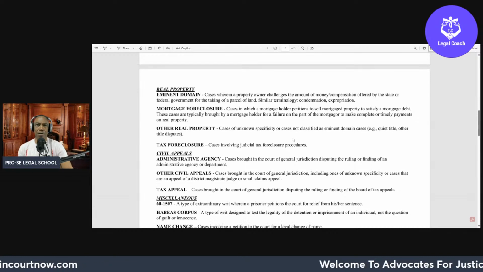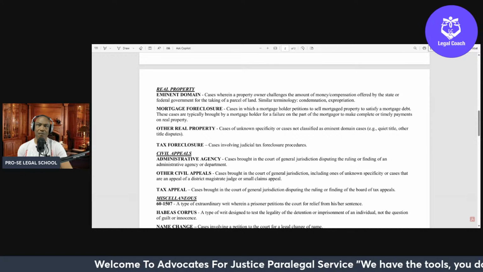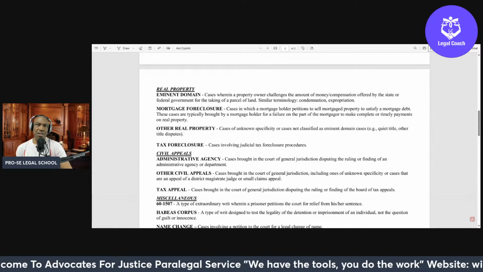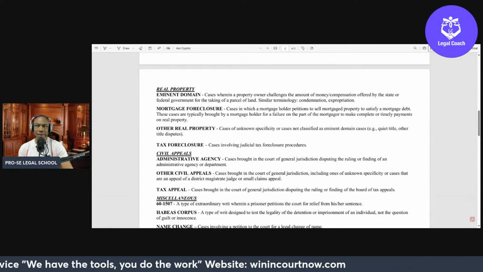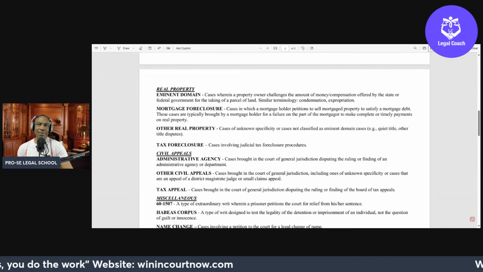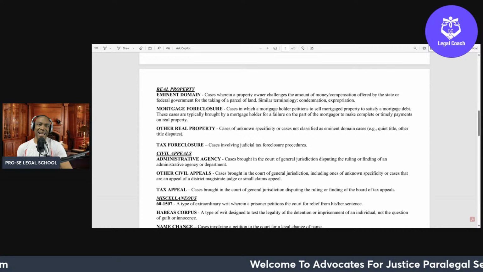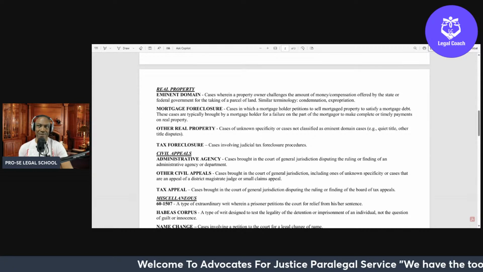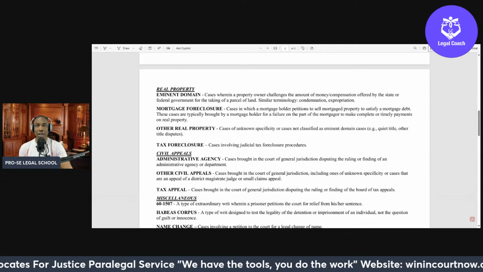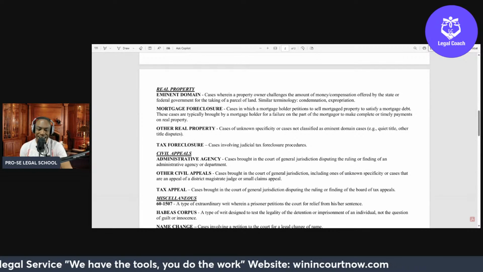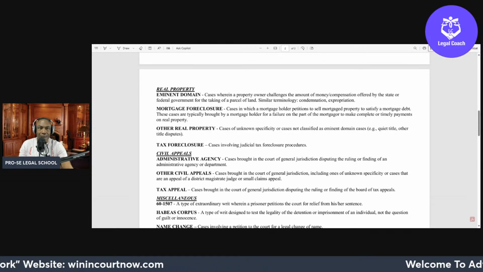Real property, eminent domain. Cases where the property owner challenges the amount of money compensation offered by the state or federal government for taking a parcel of land. Condemnation. Okay, so that's probably the only one. I didn't know how they came up with the word eminent domain. That's the only one that's close to what they're actually doing, but they put their own name on it, so it's okay because it's eminent domain. Y'all just keep up with me here, okay? Because we're not trying to get complicated.